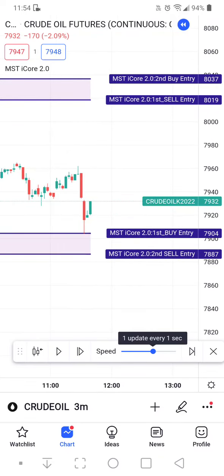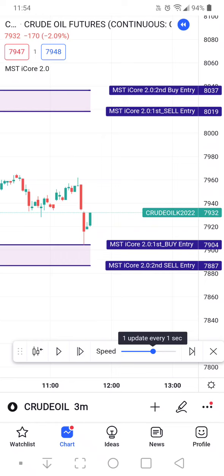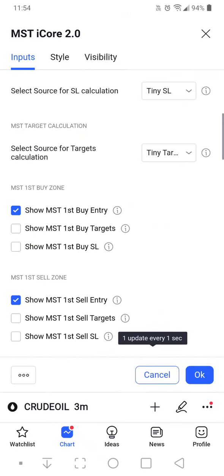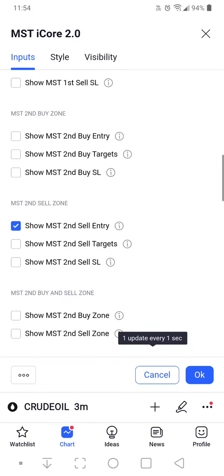See here. What is the low made? The low made was 7904. Exactly our buy entry got activated. Now since buy is activated, come to these settings and enable first buy targets, first buy SL and remove all other settings.